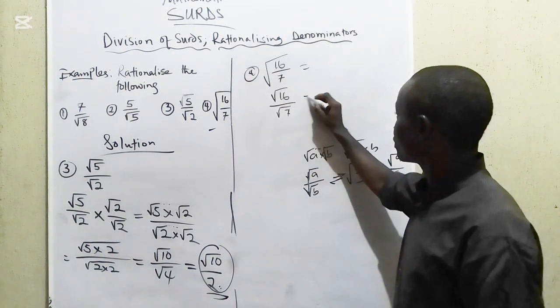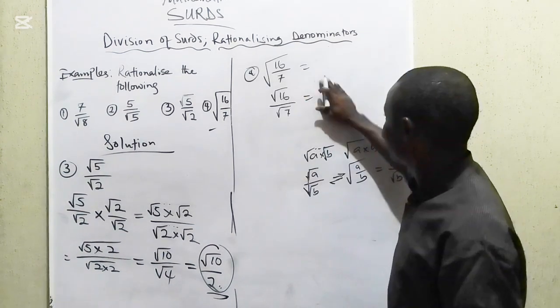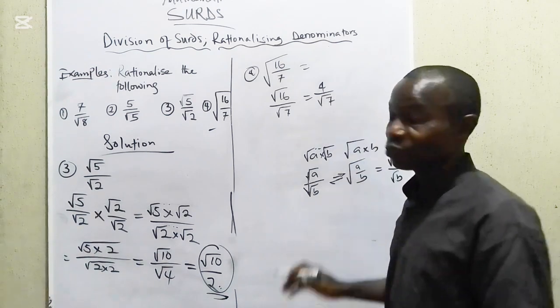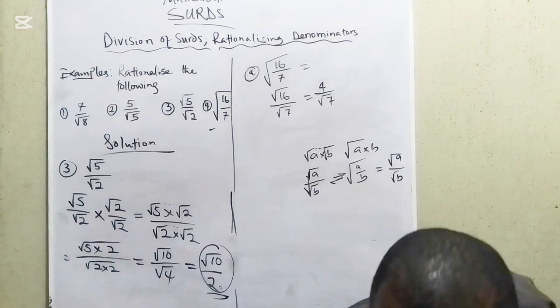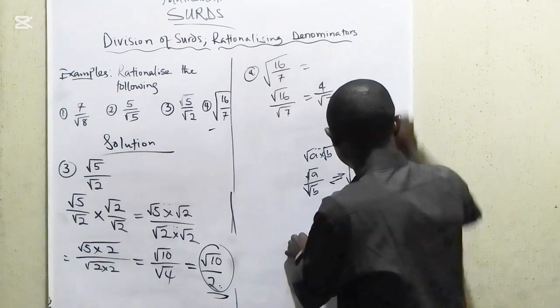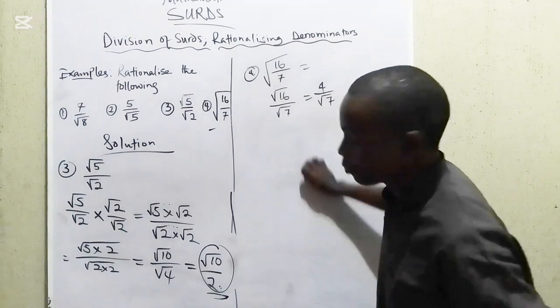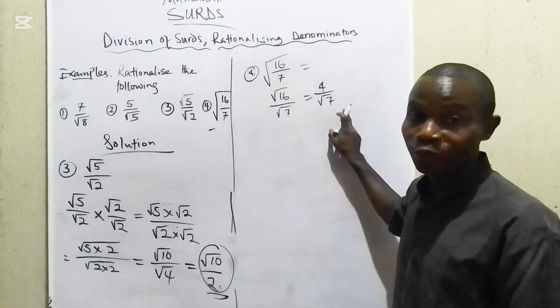So what does this give us? The square root of 16 is what? 4, all over what? Root 7. So this is now where you start your work. Having this, we have to rationalize the denominator and make it a whole number.